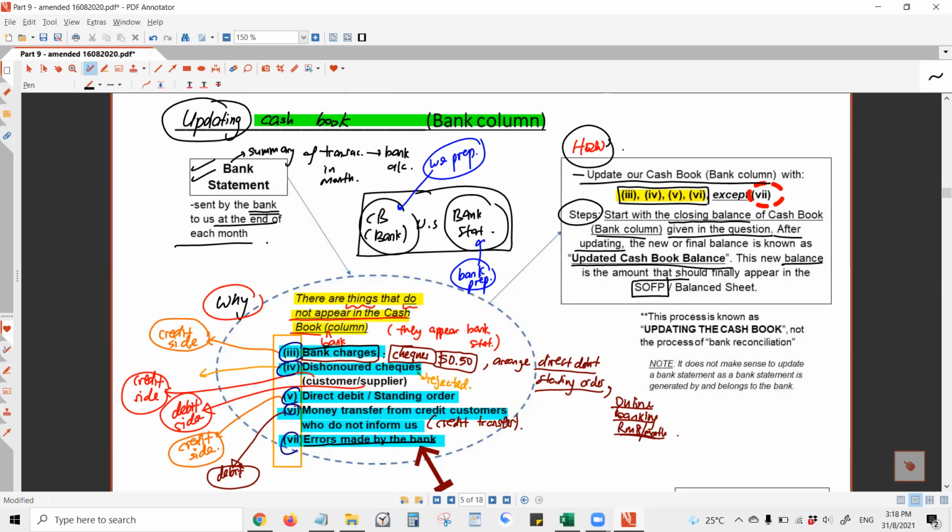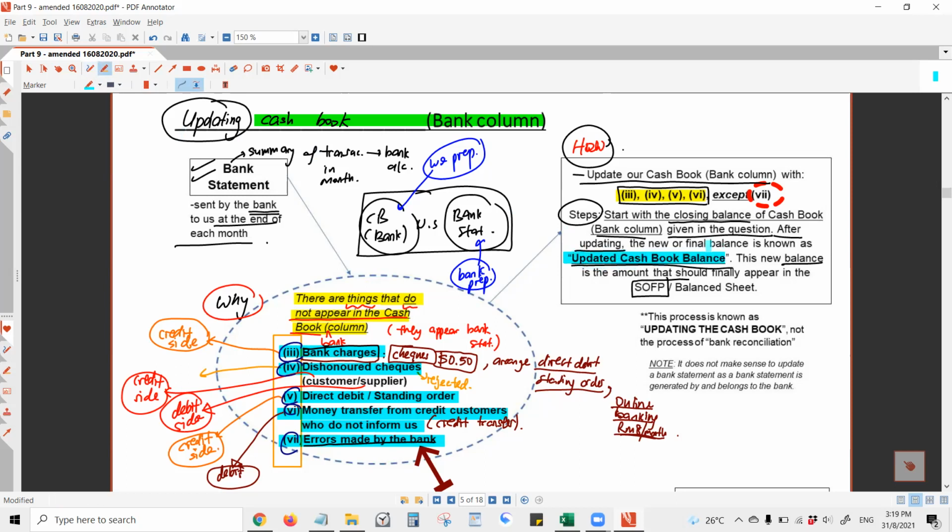A very common question in the exam would also be, they ask you what amount will appear in the SOFP for bank? And you must know that it is this updated cash book balance.